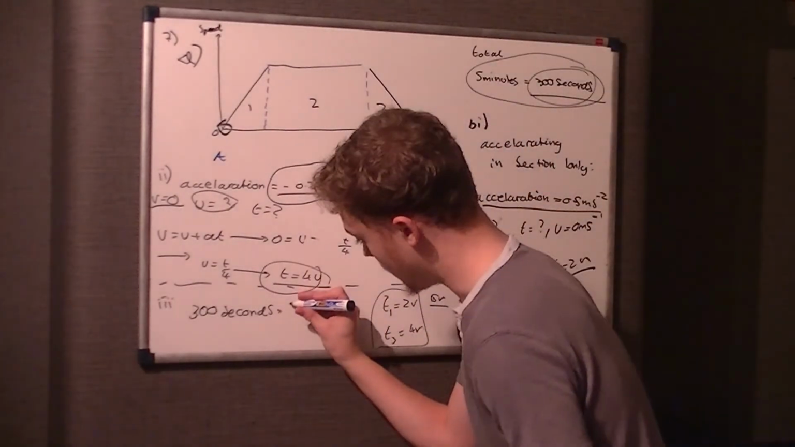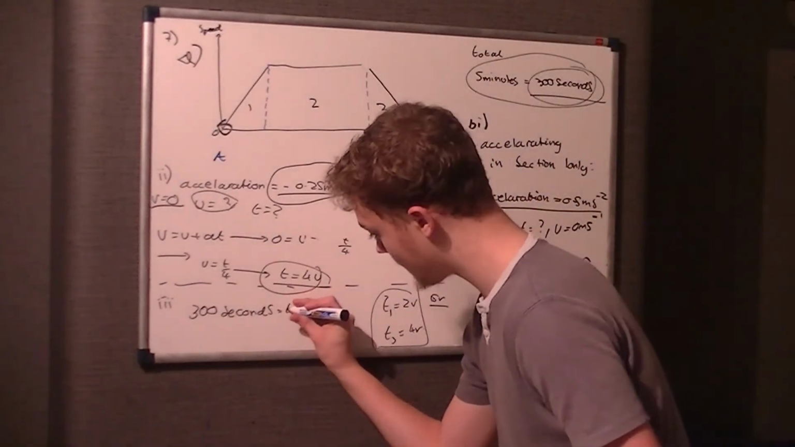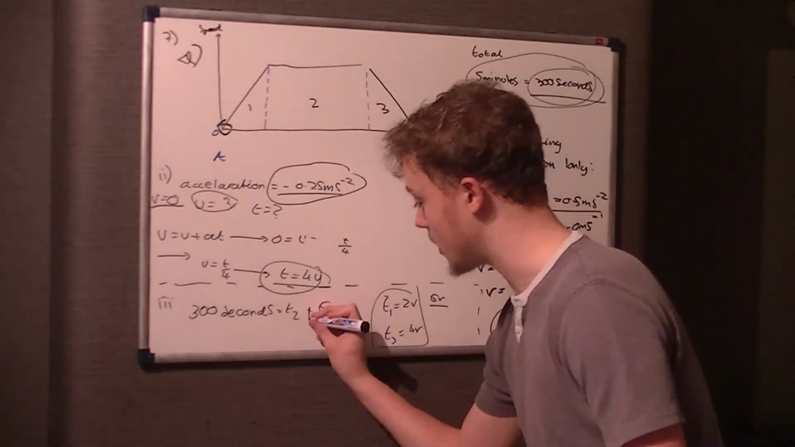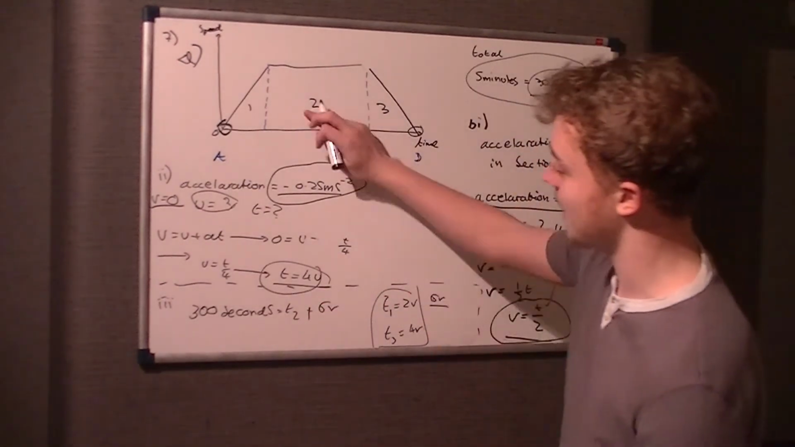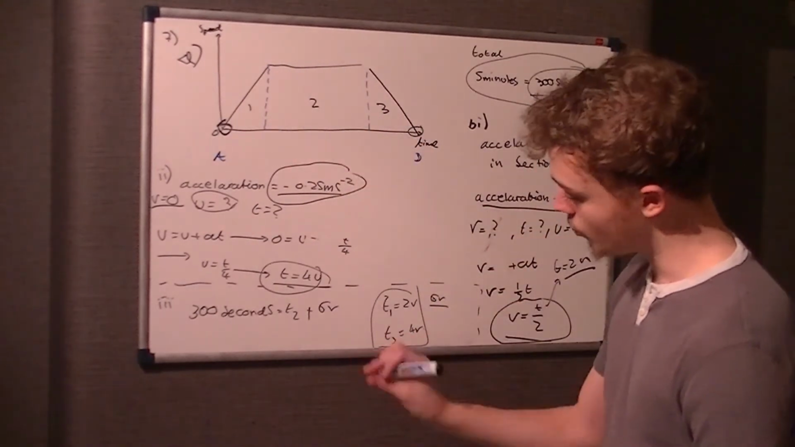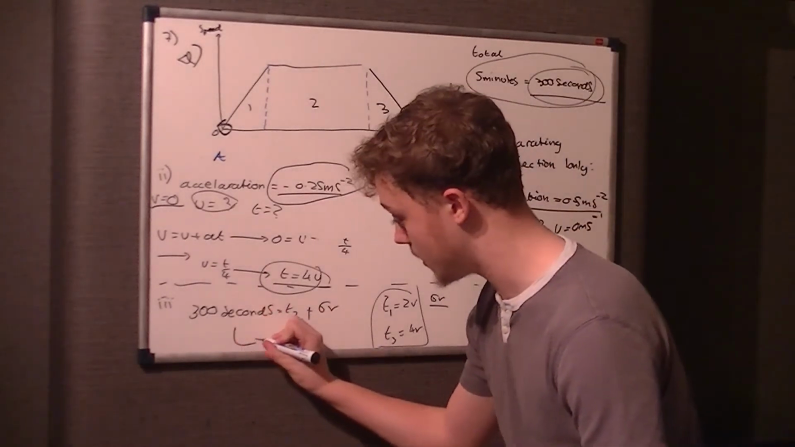So it's the area in section 2, or t2, plus 6v is equal to 300 seconds, because that's the time spent in section 2 and the time spent in the other two sections. So we want the time spent in section 2 alone. So we just rearrange this to get t2 as the subject.